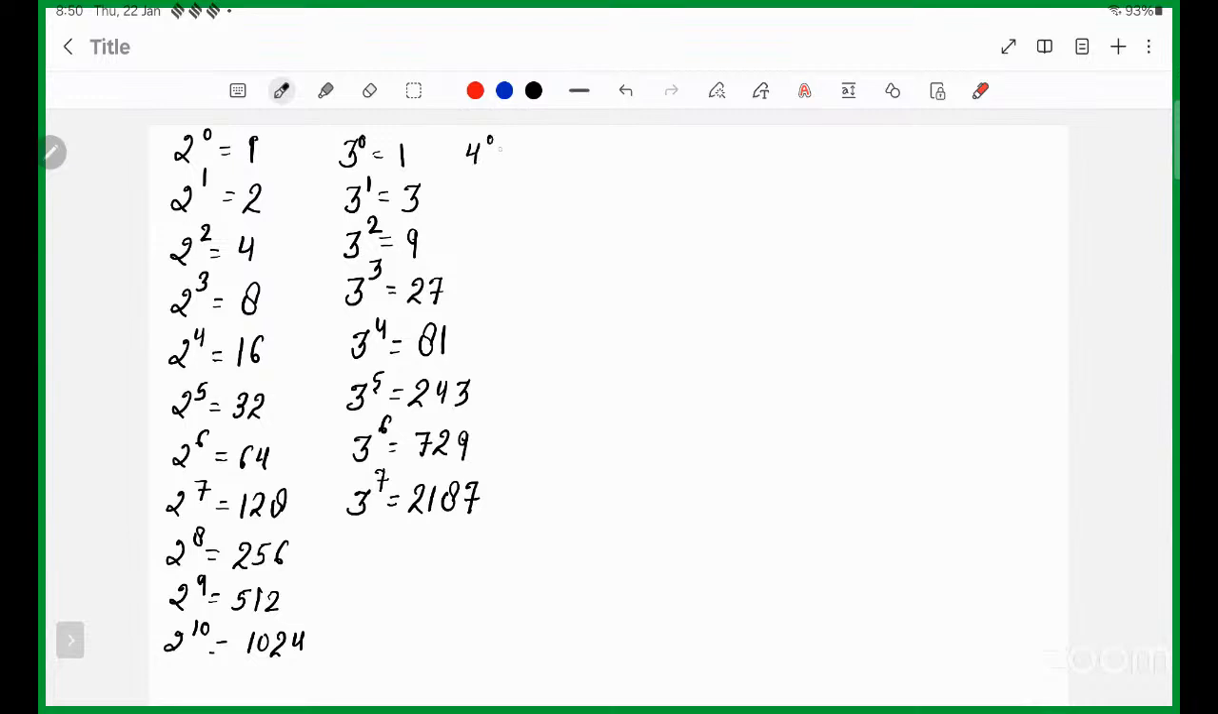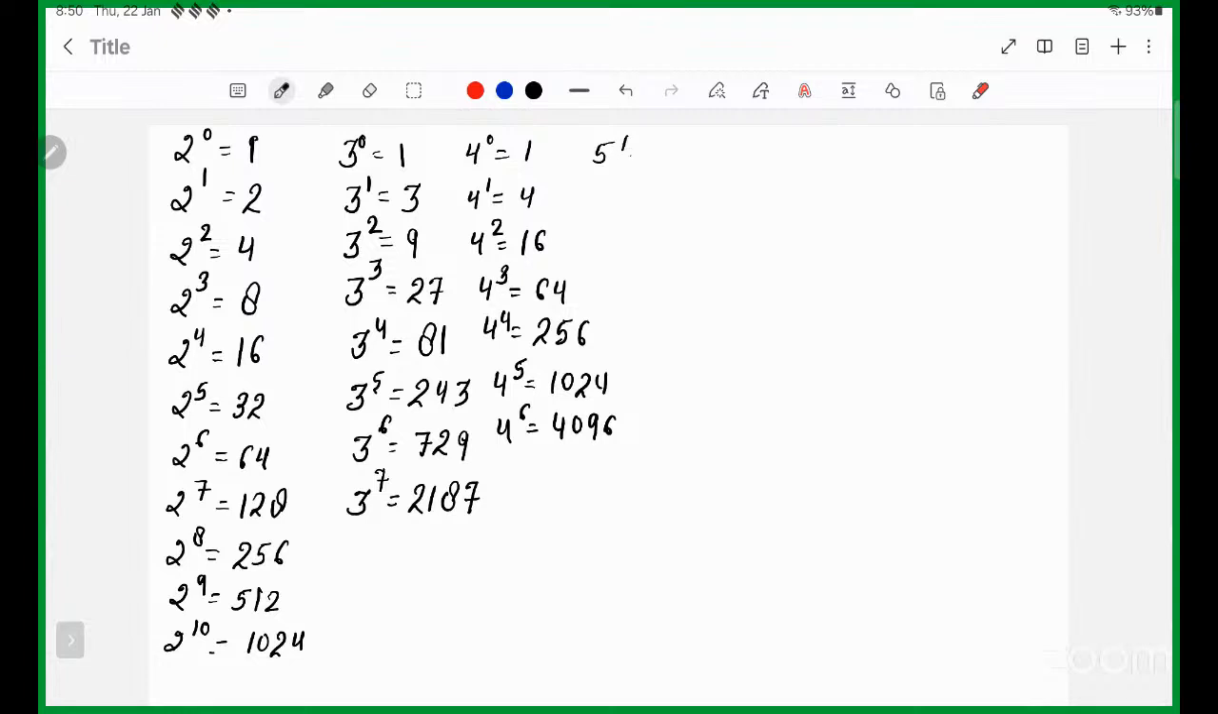4 raised to power 0 is 1. 4 raised to power 1 is 4. 4 raised to power 2 is 16. 4 raised to power 3 is 64. 4 raised to power 4 is 256. 4 raised to power 5 is 1024. And 4 raised to power 6 will be 4096.